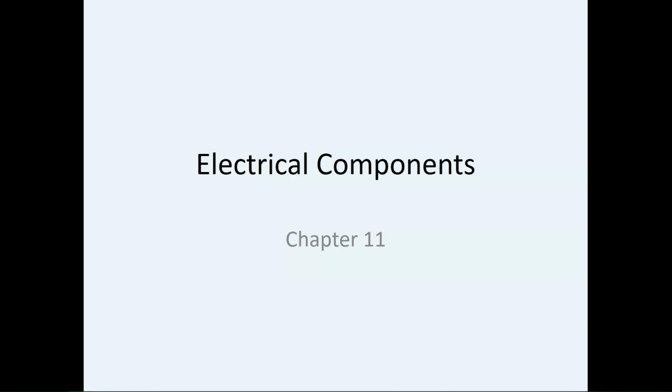Alright guys, so today we're going to talk about electrical components. You've already used some of these in labs, but we're going to talk a little bit more about how they're used and the different ways that we can calculate their values so that we can use them correctly when we're building our circuits.